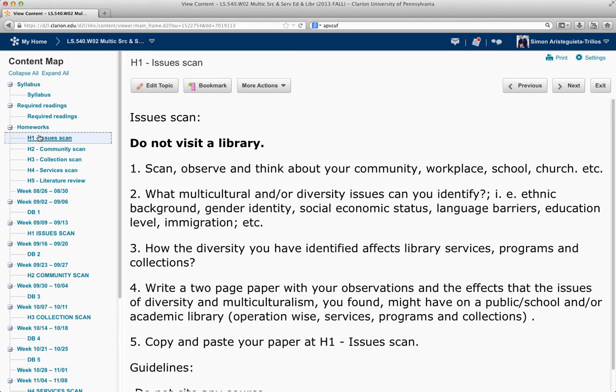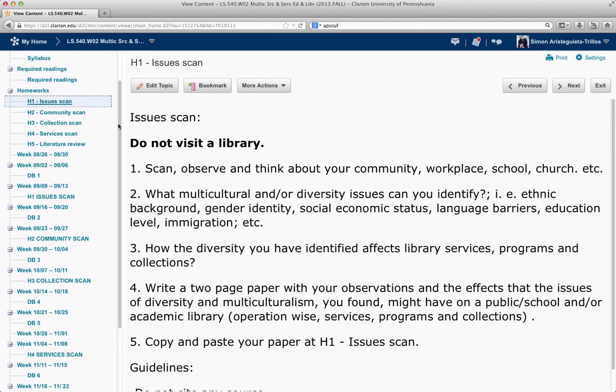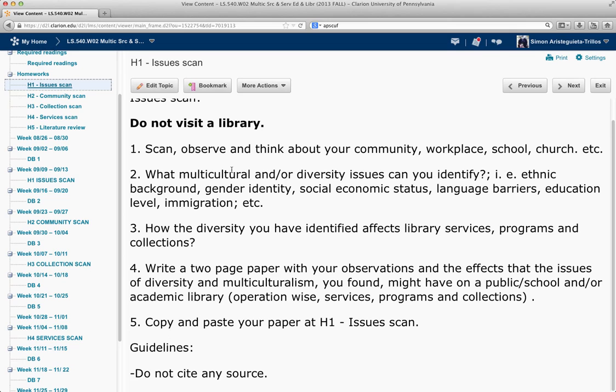And you don't have to cite any source. I don't want you to cite anything. I want you to write your paper, and you have to copy and paste your paper at H1, and that will be one of our discussion boards. Okay, and I'll show you that later. So this is an awareness homework.